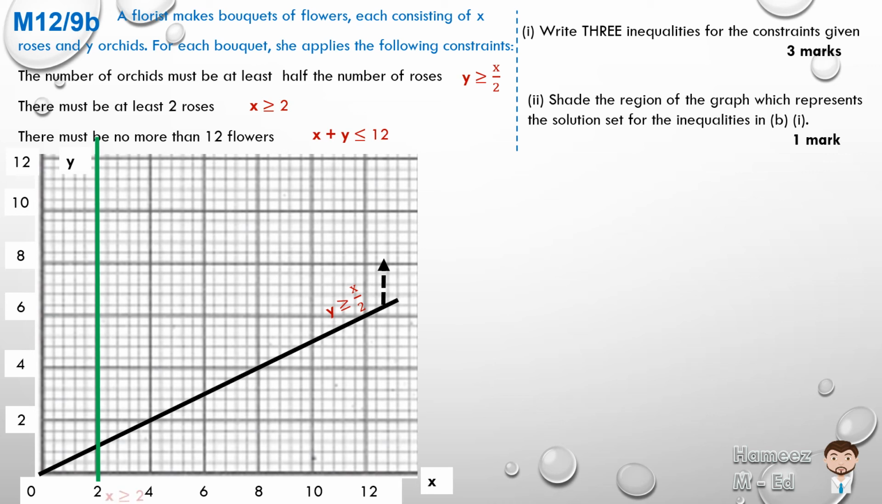But X can also be greater than 2. So it's anything to the right of that. And for our last line, X plus Y is less than or equal to 12. So Y is equal to minus X plus 12. So it's a gradient of a graph which is negative and it's cutting at 12. So let's draw a red line showing that.